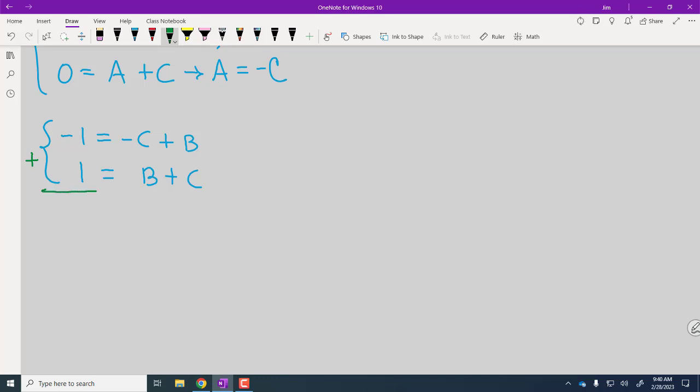If we add these two equations together, negative 1 plus 1 is 0. Negative c plus c, 0. And b plus b is 2b. So we added those two equations together. Add the c's, add the b's, add the constants. That tells us b is 0.